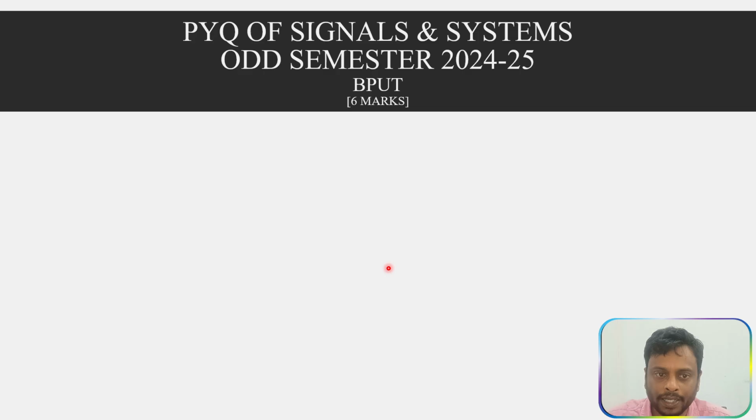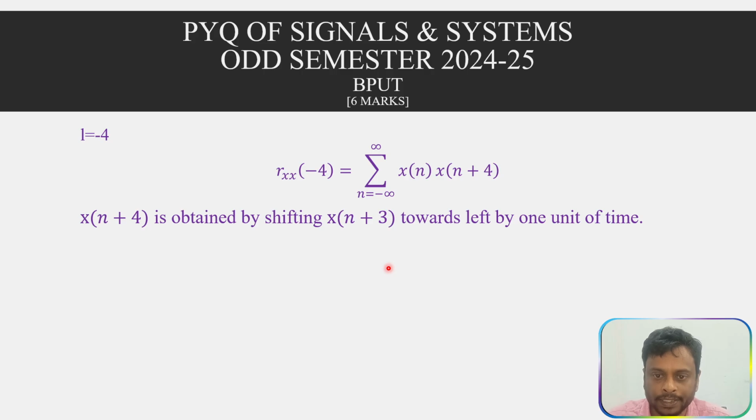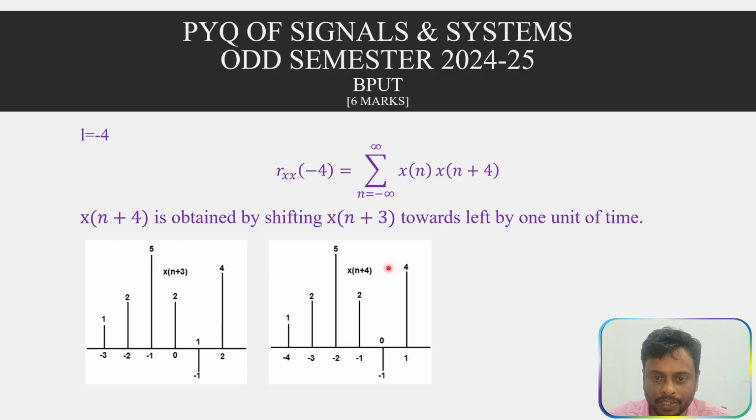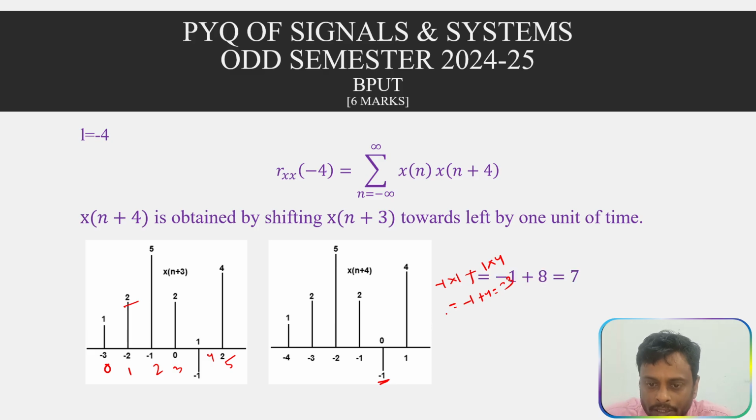Okay. Similarly, at L equal to minus 4, x of n plus 4 is obtained by shifting x of n plus 3 towards the left by 1 unit in time. Okay, this is your x of n plus 4. So just multiply it with x of n. For x of n it is 0, 1, 2, 3, 4 and 5. So the common points you can see are 0 and 1. So 0 means it is minus 1. So it will be minus 1 into 1 plus 1 into 4. So it will be minus 1 plus 4. Okay, sorry.